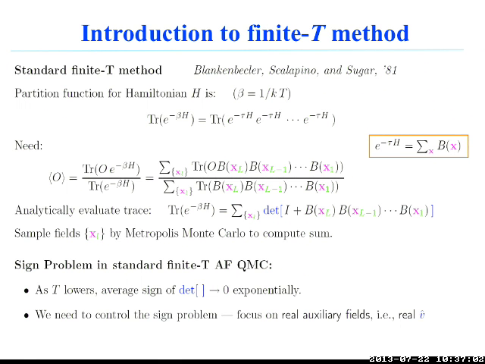So e to the minus tau h can be rigorously written as this: a sum over a one-body operator. The one-body operator depends on the field, and you integrate over all field values. When you plug this into the trace, you get, for every time slice, so there are L time slices, L different fields. This is just like the lattice approach.